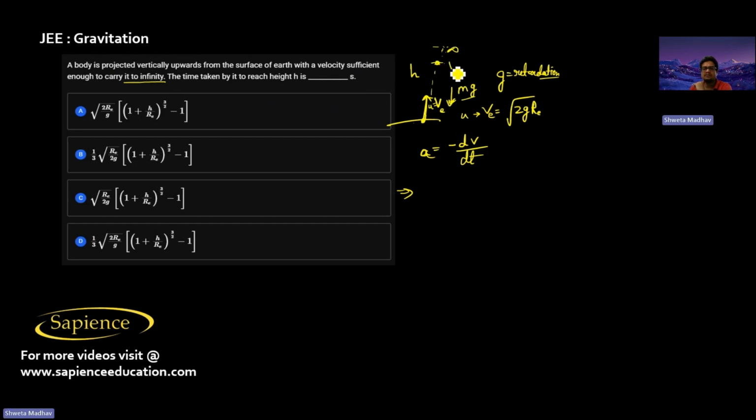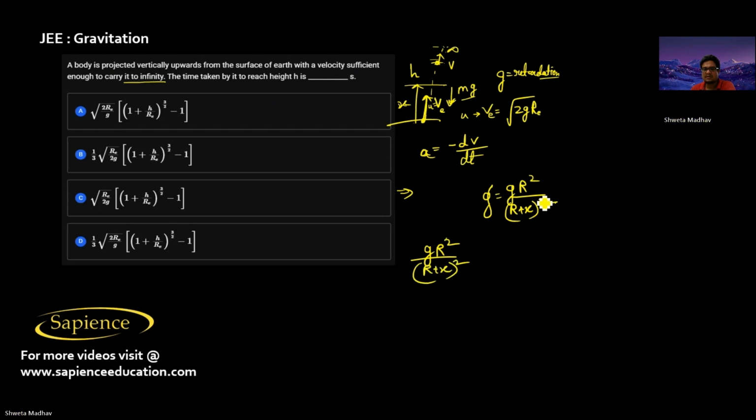And at height h, the velocity will be v. So I will say that if g is the value at the surface, then g dash at any height x above is equal to gR square by R plus x whole square, which is the acceleration due to gravity at the height x, and that is equal to minus dv by dt, or I can say the acceleration is minus v dv by dx.